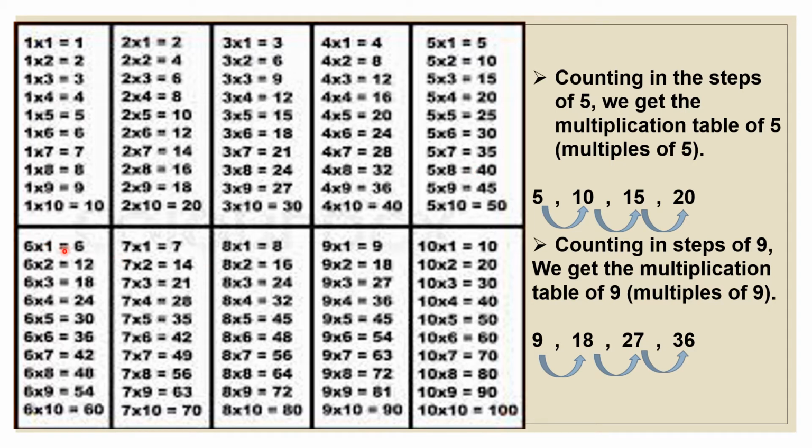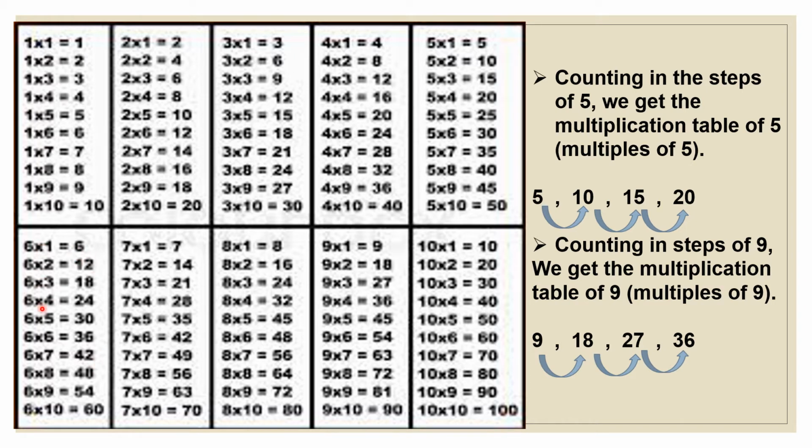If we look at the multiplication table of 6: 6 ones are 6, 6 twos are 12, 6 threes are 18, right? I can also find the values like this. 6 plus 6 is 12, 12 plus 6 is 18, 18 plus 6 is 24, 24 plus 6 is 30. So what am I doing here? I am counting on in steps of 6, plus 6, plus 6, plus 6, and I am getting the multiplication table of 6. I am getting the multiples of 6.